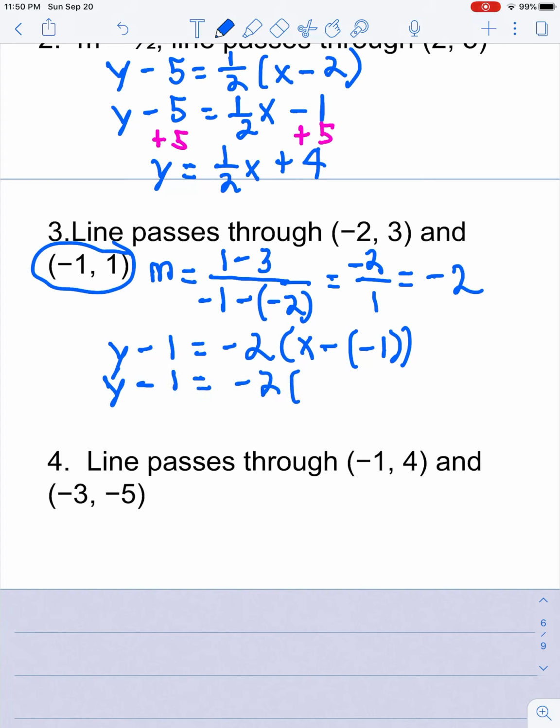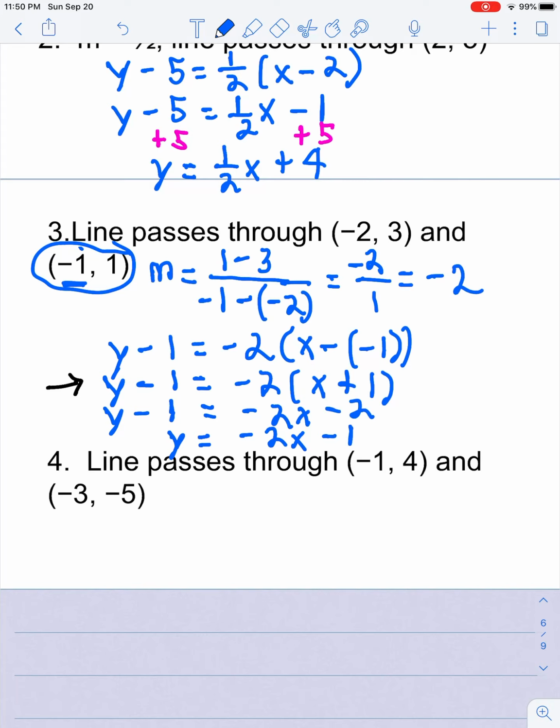Of course, I'm going to distribute. So the right side becomes -2x minus 2. Add 1 to both sides. And when I do that, I get -2x minus 1.